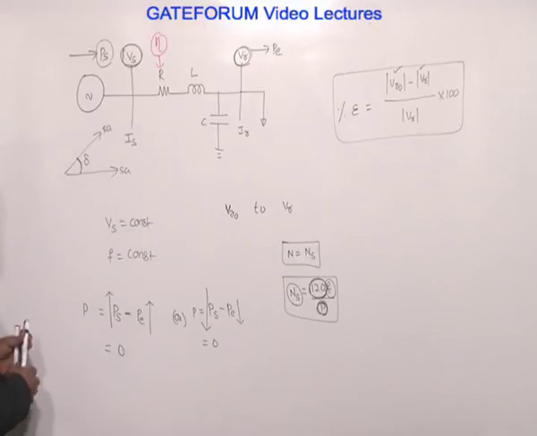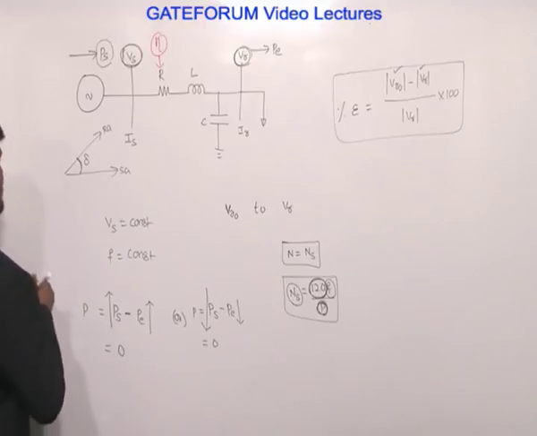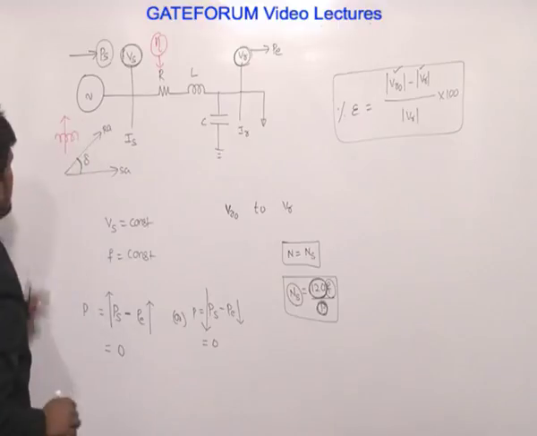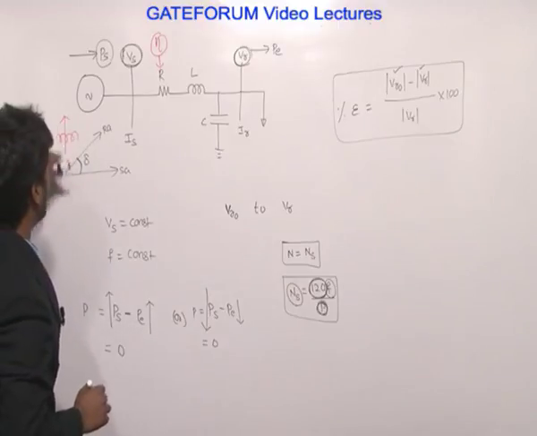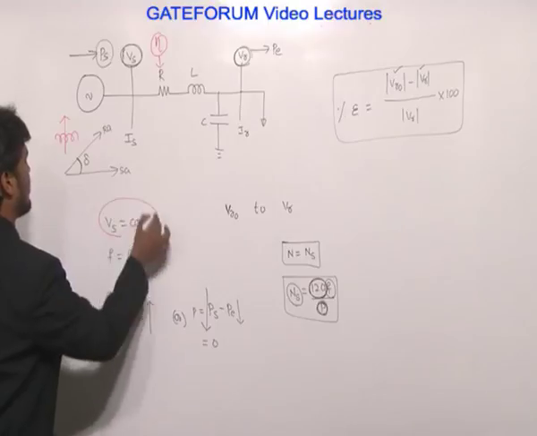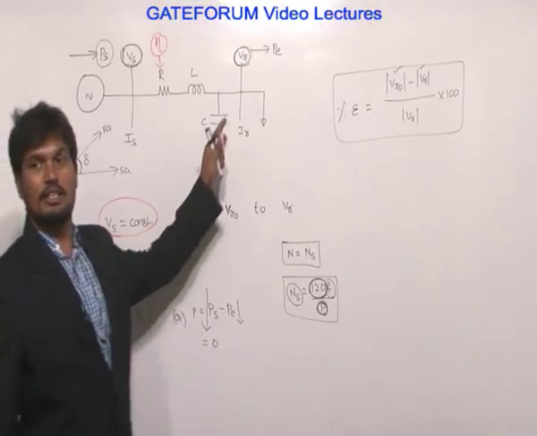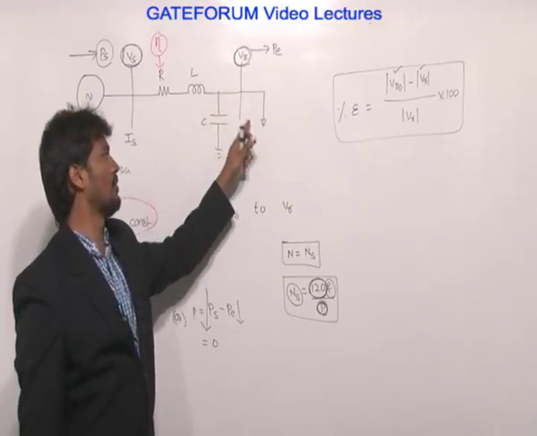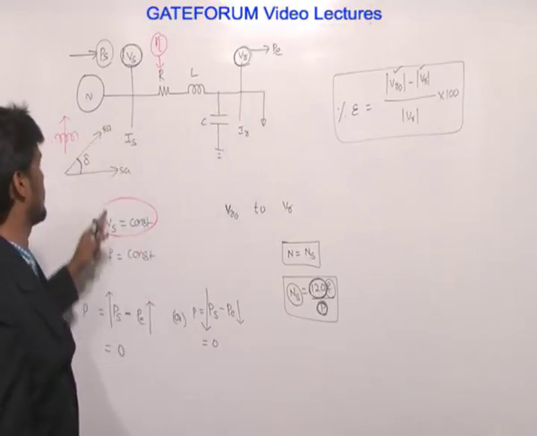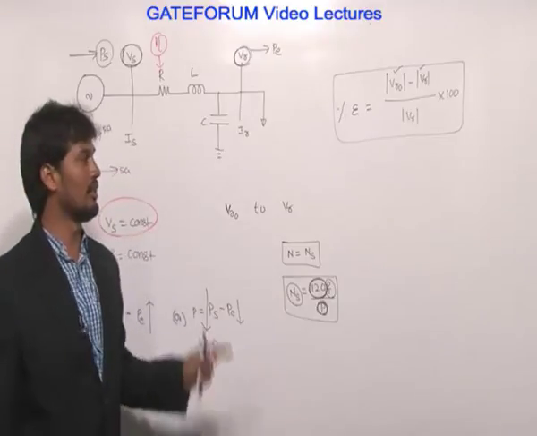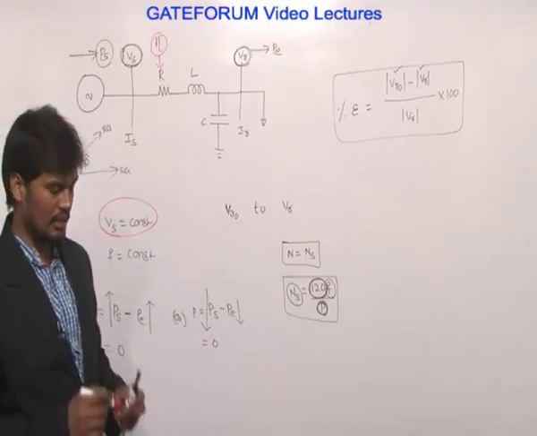However, the excitation of the alternator remains constant. Excitation we are maintaining constant. As excitation is constant, definitely sending end voltage is also constant. At that time only we can define the change of voltage at the receiving end from no load to full load while keeping sending end voltage constant and supply frequency also constant.